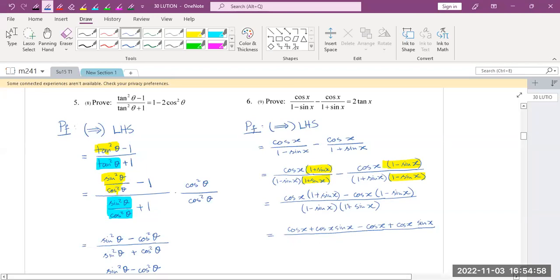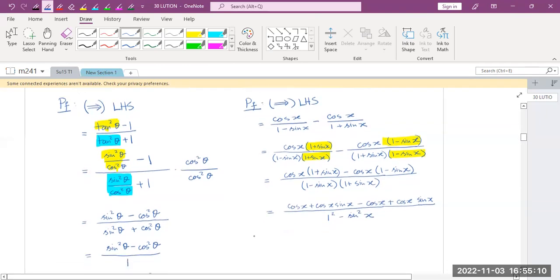Now on the denominator, on the other hand, 1 minus sine x, 1 plus sine x, that's a difference of squares, right? So that's basically 1 squared minus sine squared x, which you know, 1 minus sine squared x is cosine squared x. Okay, Pythagorean identity, the first Pythagorean identity.